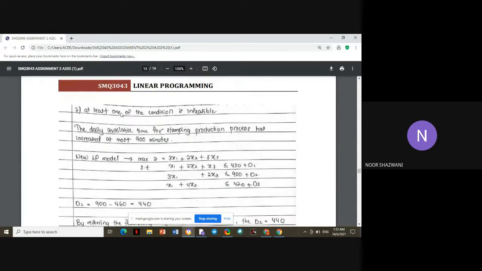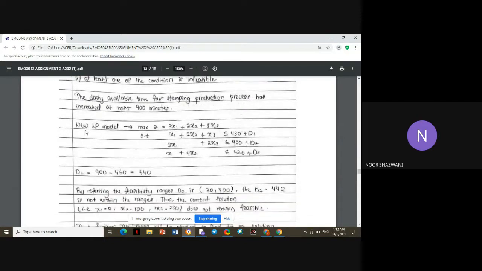At least one of the conditions is infeasible. The daily available time for the stamping production process has increased to at most 900 minutes. This one is also a new LP model, and from this one, I just changed the constraint D2. Okay, this one is the new value 900, and then I minus the original one, 460, and then the new value of the right hand side is 440.